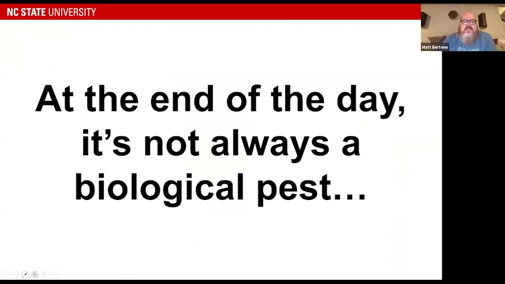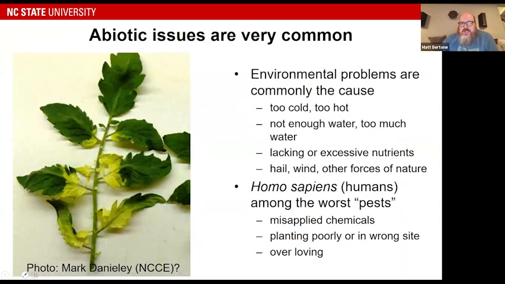So at the end of the day, it's also not always a biological pest. So abiotic issues are very common. In fact, I would say we estimate about 30% of the things that come in either have an abiotic component or are completely caused by some kind of abiotic issue. And we'll mention one biotic thing in a second, but environmental problems are really common. It's either too cold or too hot. There's not enough water or too much water, lacking or excessive nutrients, or even just physical damage from hail, wind, or other forces of nature.